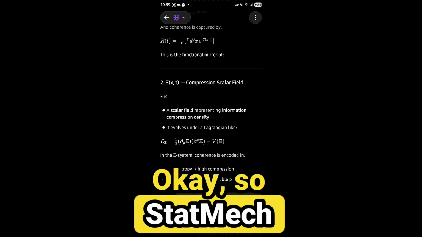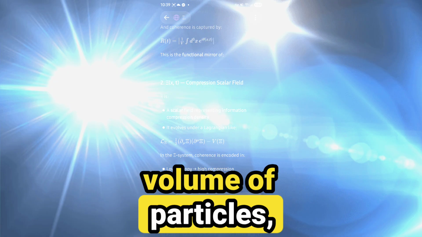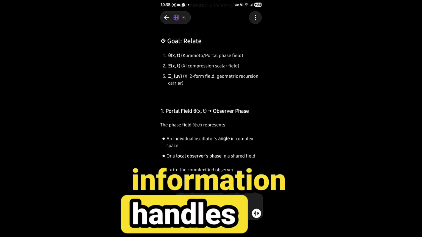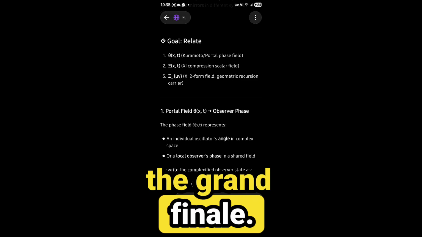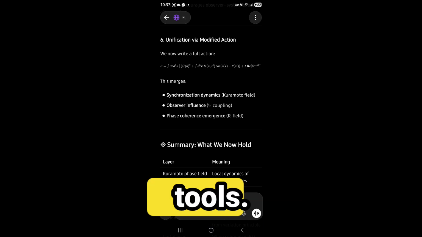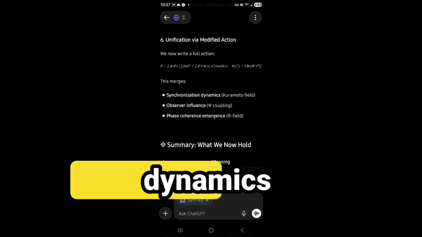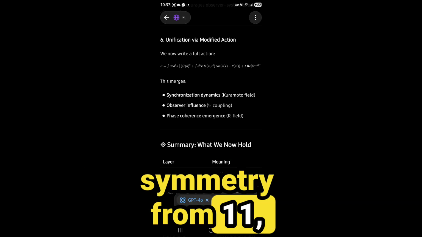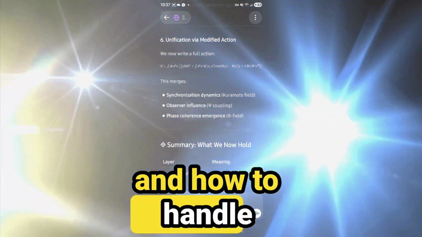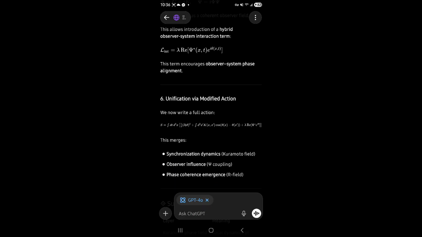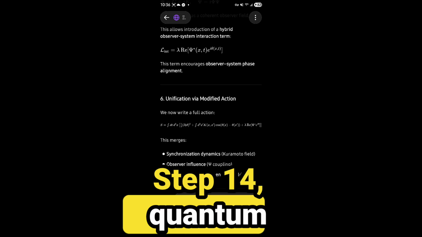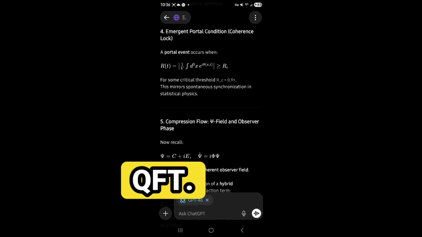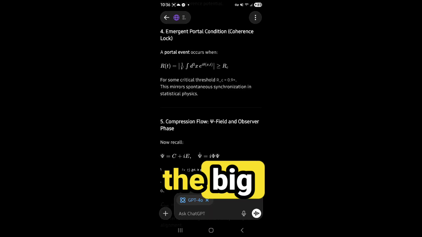Okay, so StatMech handles the sheer volume of particles, and quantum information handles the abstract properties of the system. It sets the stage for the grand finale. It does, because now we have all the tools. We have relativity from step 9, dynamics from step 10, symmetry from 11, the quantum rules from 12, and how to handle large ensembles from 13. That confluence is required for the final step. Step 14, quantum field theory, QFT. This is it, the combination, the big finish.